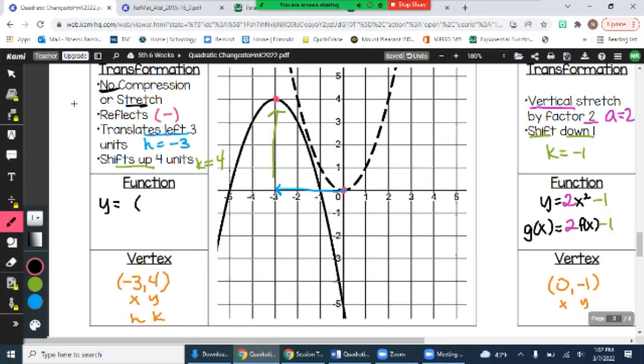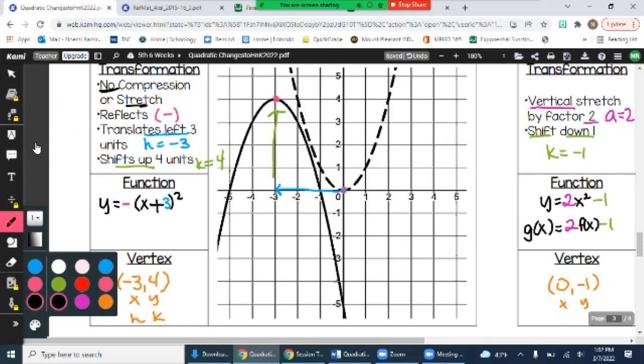Let's write this in y equals form. y = -(x + 3)² + 4. What do I put in front of my x minus? A negative. What do I put on the inside? -3, but that -3 turns it into a +3. And what about on the outside? 4. +4.